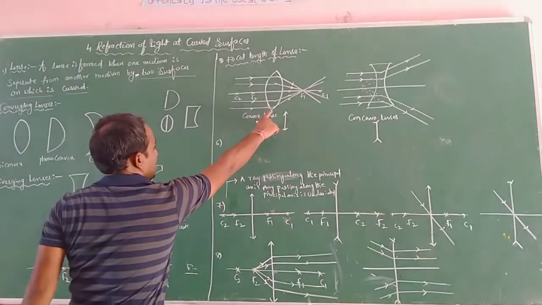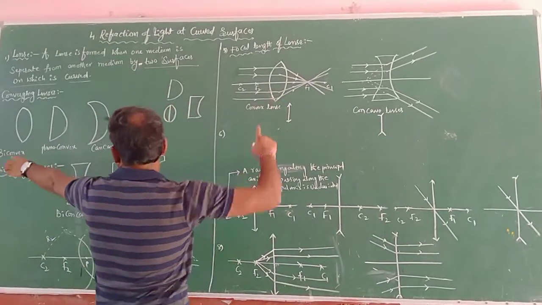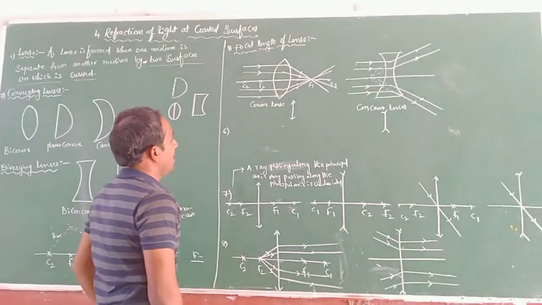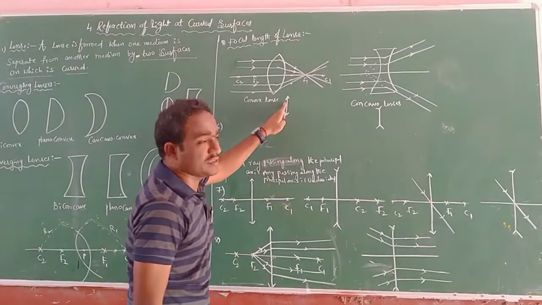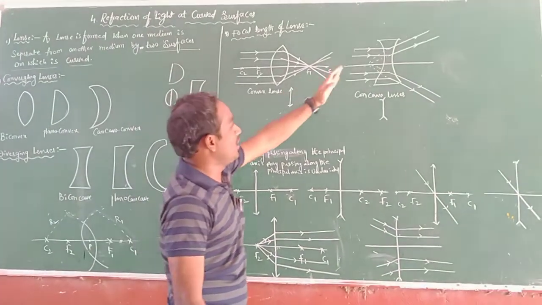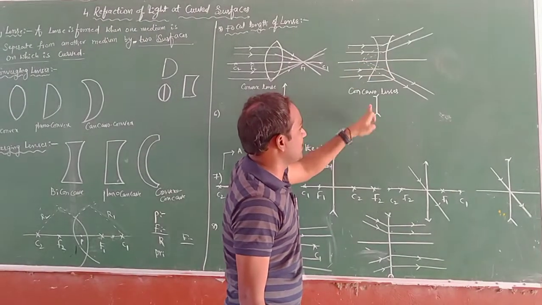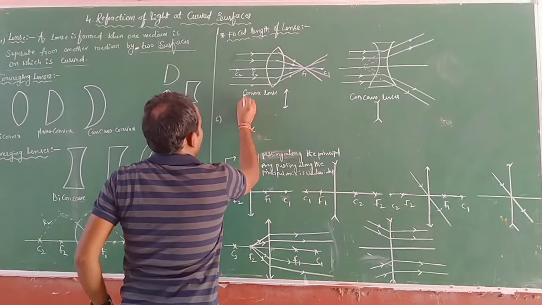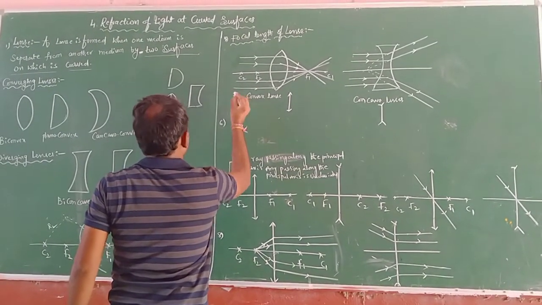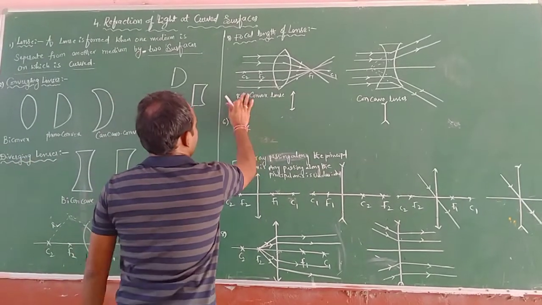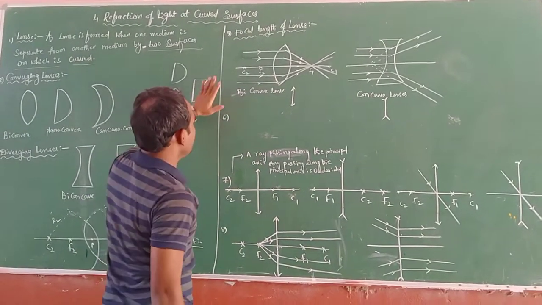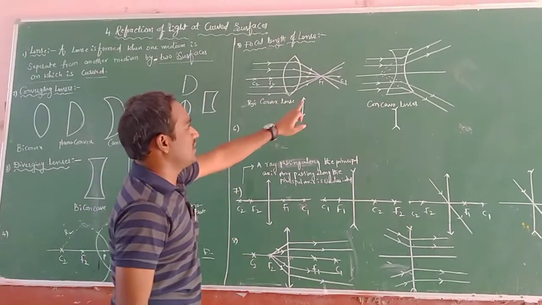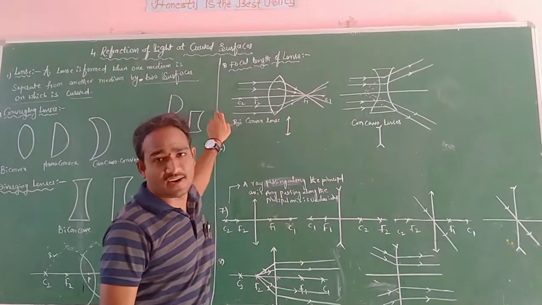Here, which type of lens should we choose? That is the biconvex lens. According to biconvex lens, we represent it with this type of symbol, and biconcave lens with this symbol. So first we are taking the biconvex lens. Every lens should be represented with two focal lengths and two centers of curvature.